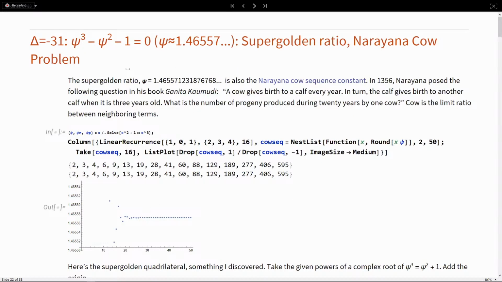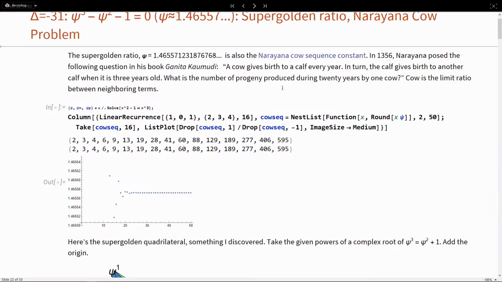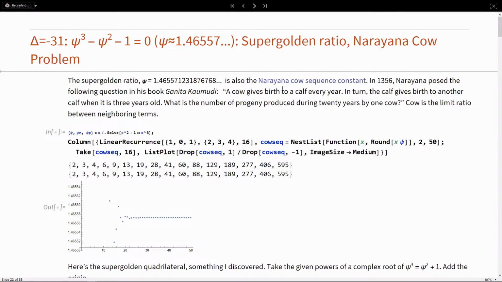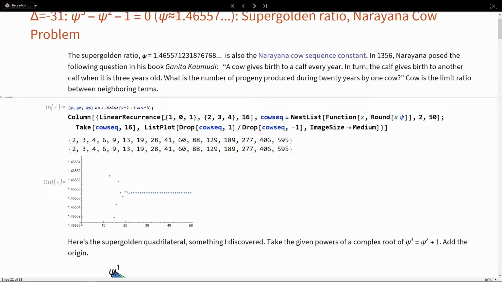And now we get to the super golden ratio. You may recall that Fibonacci did something with rabbits. Well, later, Narayana did the same thing with cows. A cow gives birth to a calf every year. In turn, a calf gives birth to another calf when it gets to 3 years old. What is the number of progeny that it produces? So this became known as the Narayana cow problem.